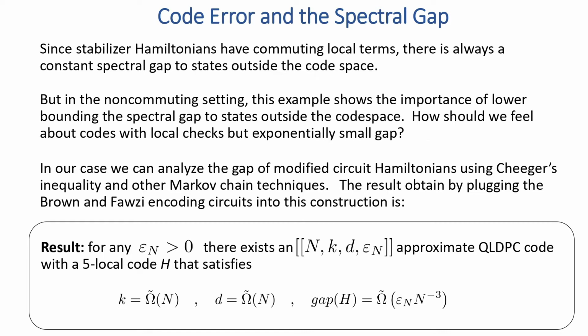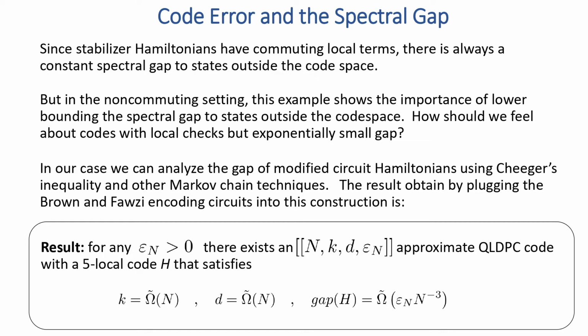So how should we feel about codes with local checks but an exponentially small gap? Maybe it's okay, but you'll need some other reason to justify why that's okay, right? Otherwise, it's a very weak form of enforcing the code space. So basically, we can analyze the spectral gap of these Feynman-Kitaev Hamiltonians, even in this modified case, using some standard Markov chain techniques. And the result that we obtain by combining this framework with the random encoding circuits from the result by Brown and Fawzi.